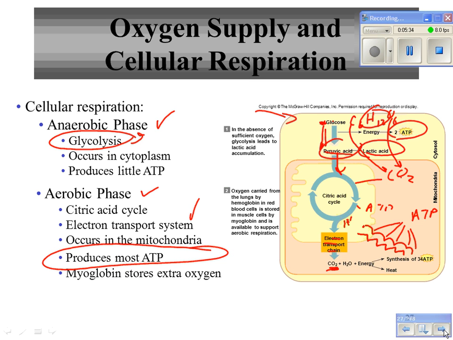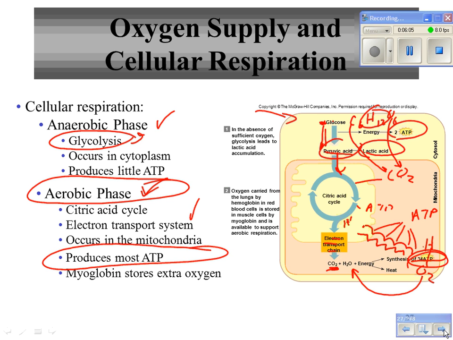So what happens to this electron when it gets to the end? It hooks back up to the hydrogen. We can't have free hydrogen sitting around, so the hydrogens now attach to oxygen. Remember, oxygen is present during this aerobic phase. The hydrogens hook up with oxygen, and that's how we create water in this whole process. We create a little bit of water and get out some heat. The big thing is we get a whole bunch of ATP.